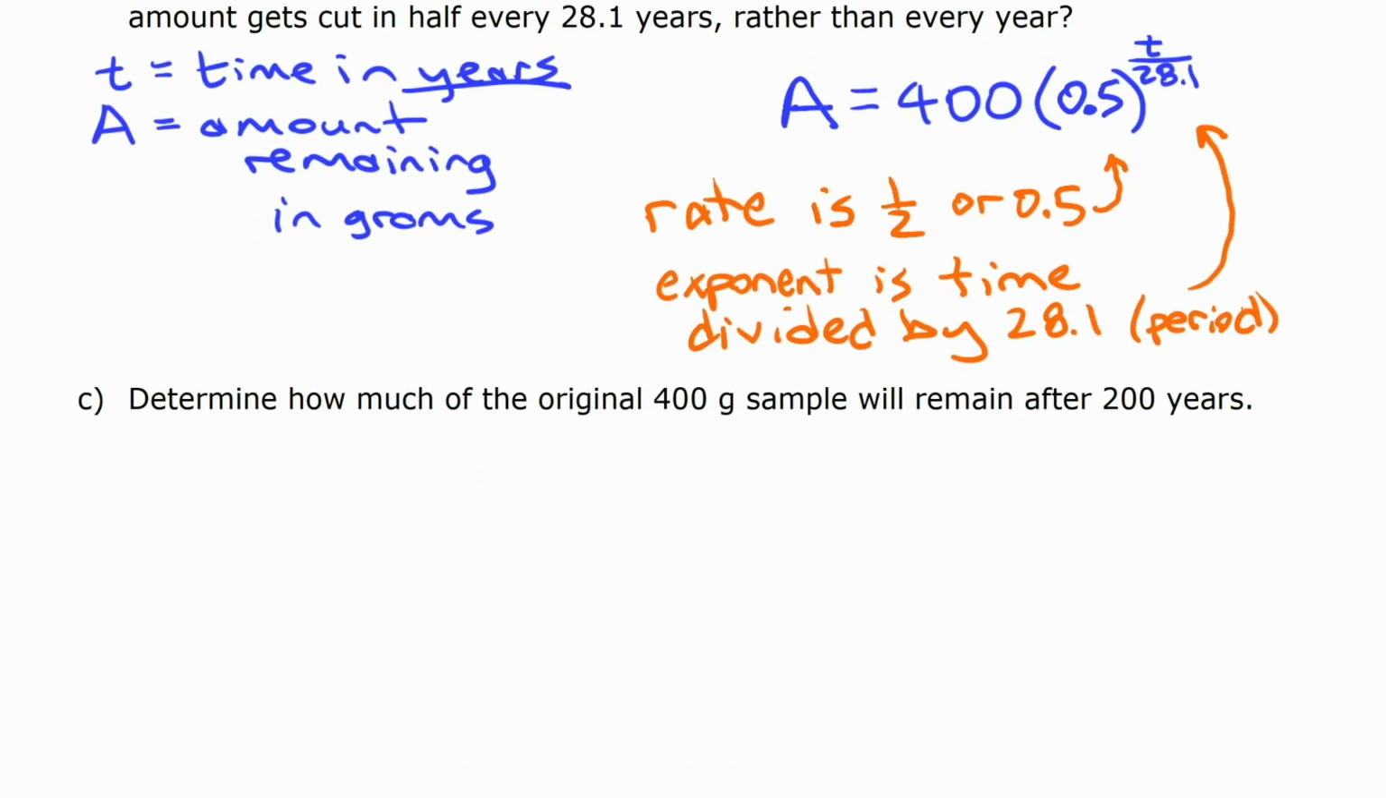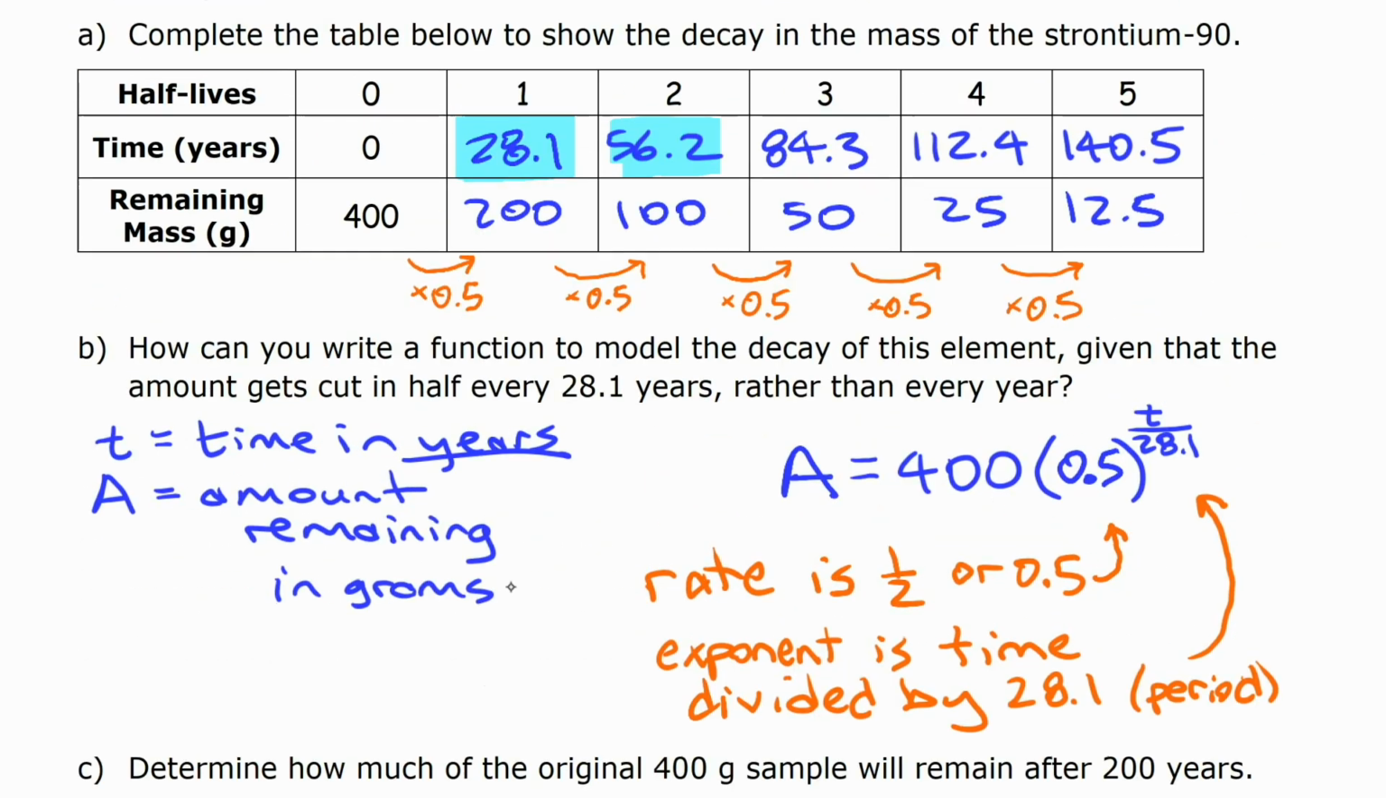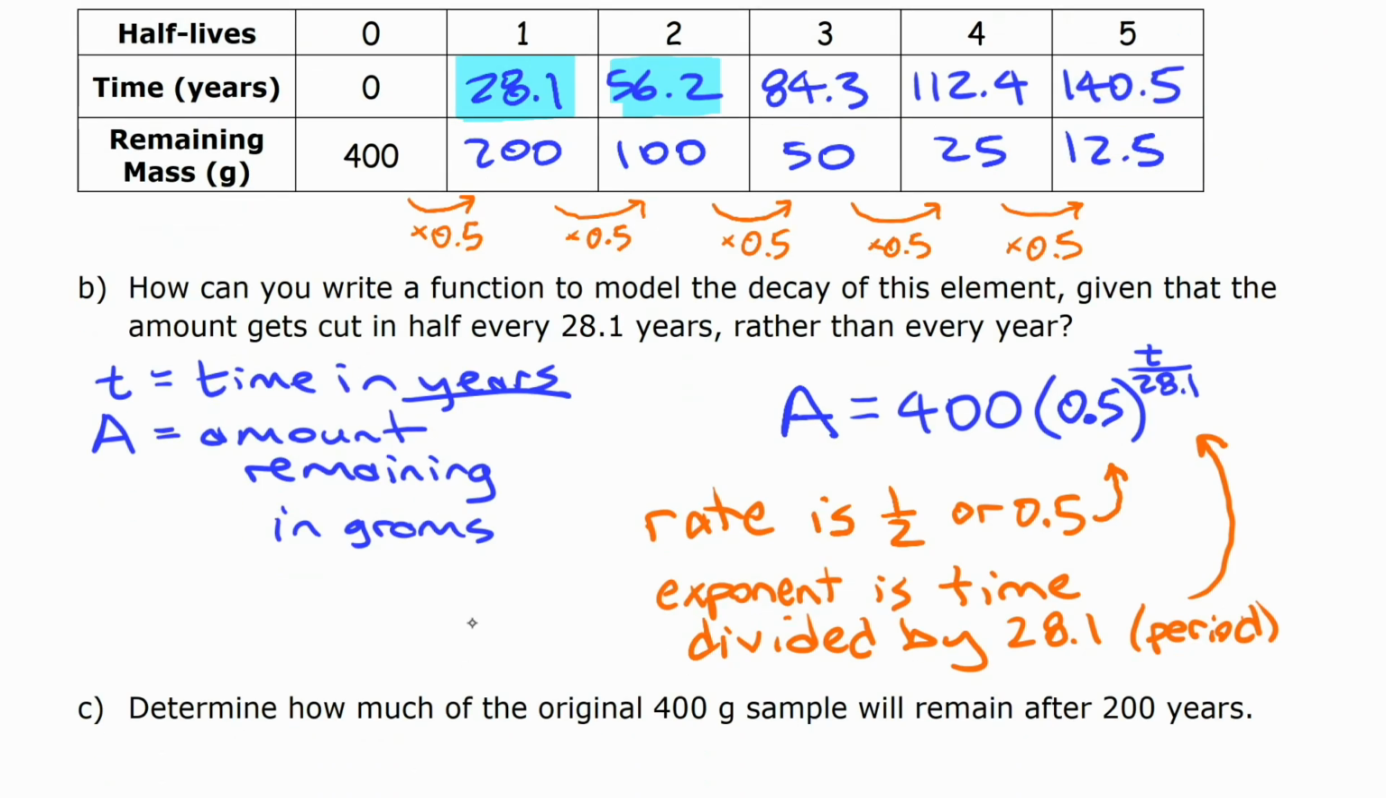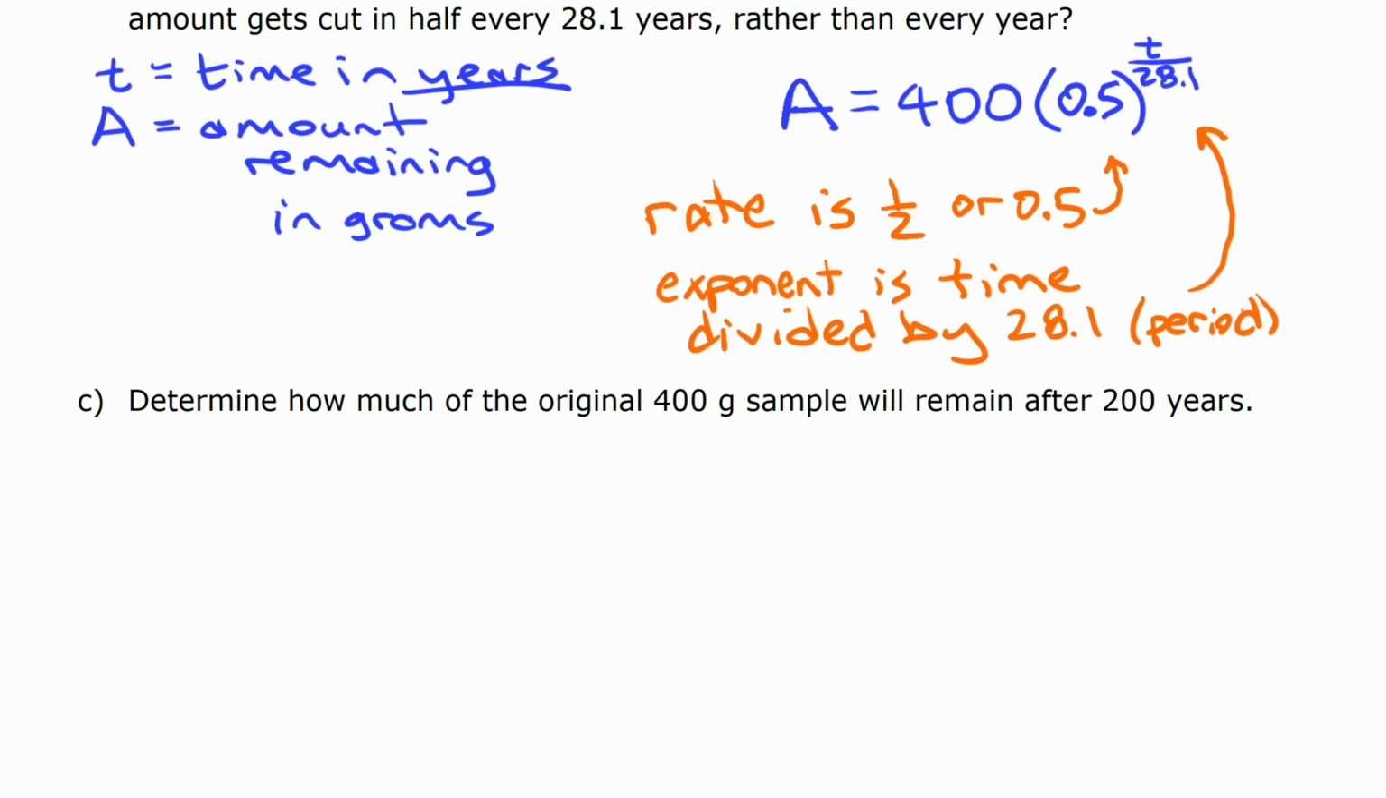In this next part, we're wondering how much is going to be left after 200 years. Well, we only went up to 140 years or so in our table. So it's going to be less than 12.5 for sure, but we can use our function to find out the exact amount here. So we want to know what's the value of a when the time is 200 years.